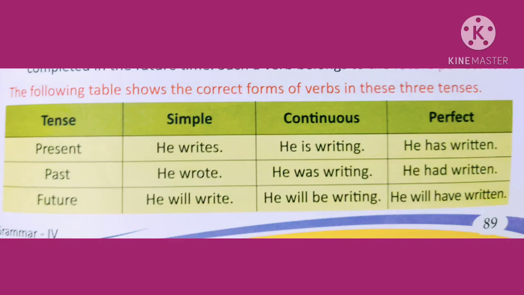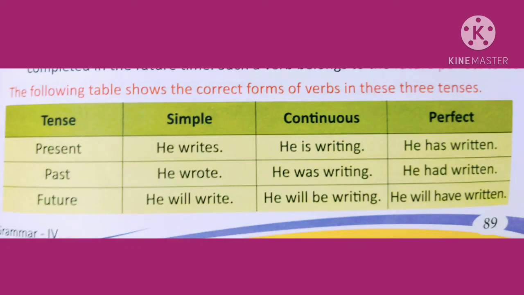Subject plus the verb's first form. He writes. Present continuous, is, am, are plus verb ing form. He is writing. Present perfect, has, have plus the verb's third form. He has written. Now, simple past, second form. He wrote. Past continuous, was, were plus verb ing form. He was writing.